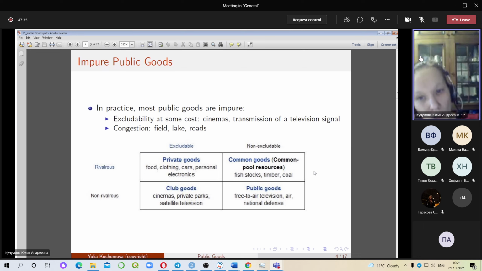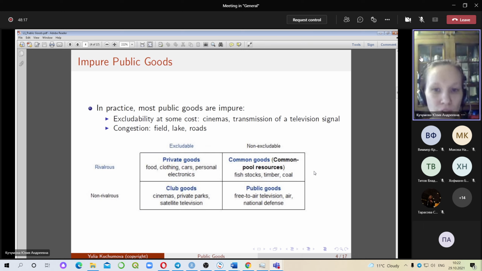And what is the difference? There are two reasons why a public good could be impure. One is that there could be excludability at some cost, right? Here, like you already said, lectures, right? We can exclude people, just like if you are not enrolled in that course or enrolled in the university, you're excluded, right? The same story with cinemas, transmission of television signal, and there could be other examples.